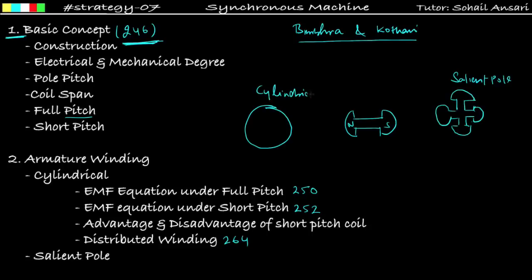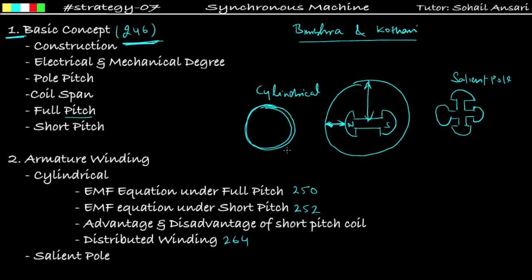So what is the difference between cylindrical and salient pole rotor? Here, a uniform air gap is available between stator and rotor, but in salient pole rotor there is no uniform air gap. Suppose this is a stator. The air gap along the d axis is less, while the air gap along the q axis is more. So overall, the reactance in the salient pole rotor is not uniform.